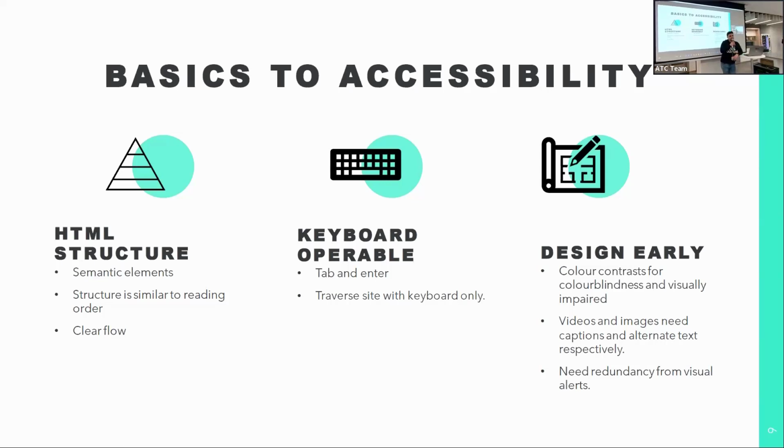Design the structure, design the color. You know, visually impaired people aren't just those who are blind or those who struggle to see. Color blindness, dyslexia. It is important to take this into account with text colors, and how you show different errors.